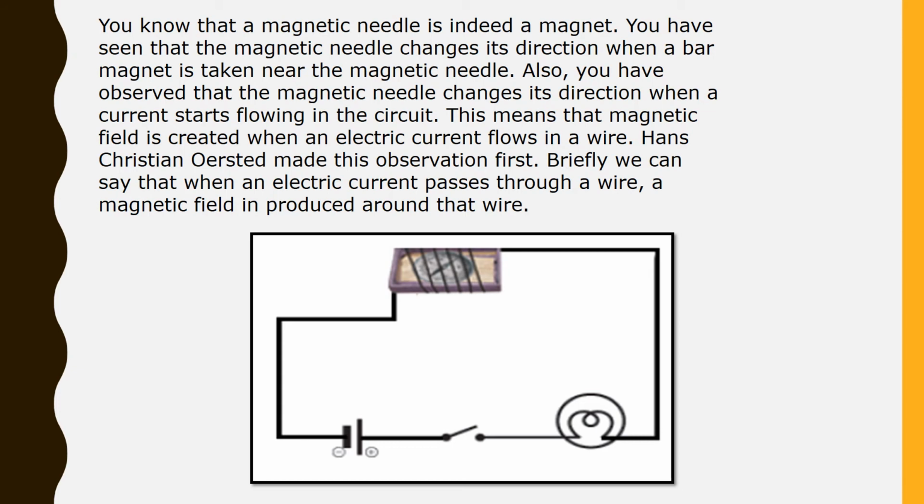So, Hans Christian Oersted, this scientist, first observed this experiment, and due to this, briefly we can say that when an electric current passes through a wire, a magnetic field is produced around that wire. So obviously when there is a passing of electric current in the wire, there is a formation of a magnetic field around that wire.